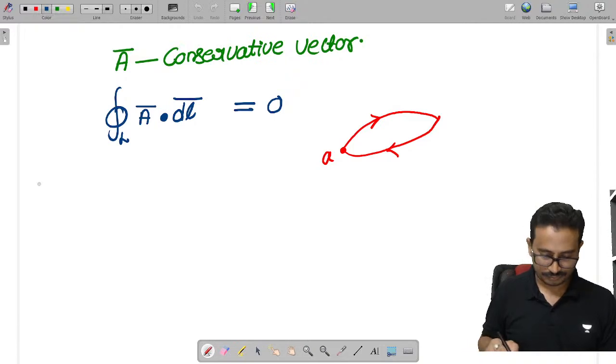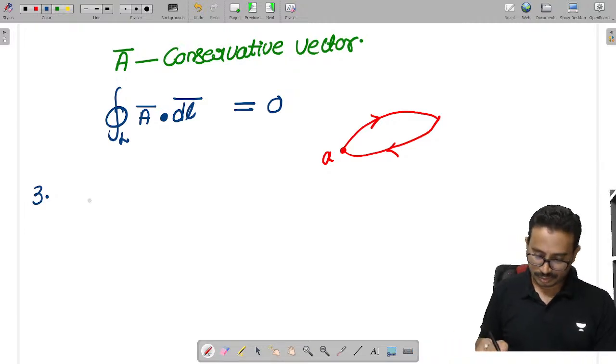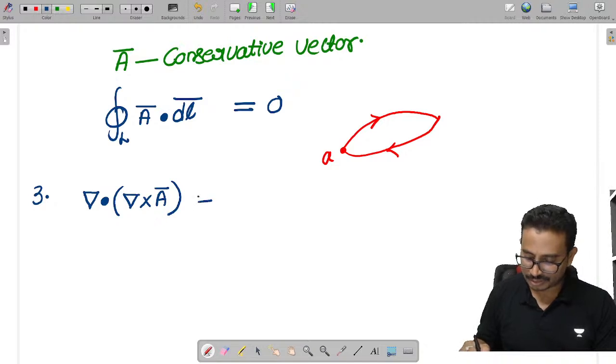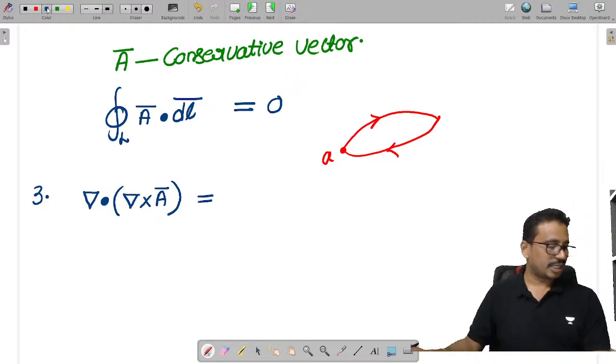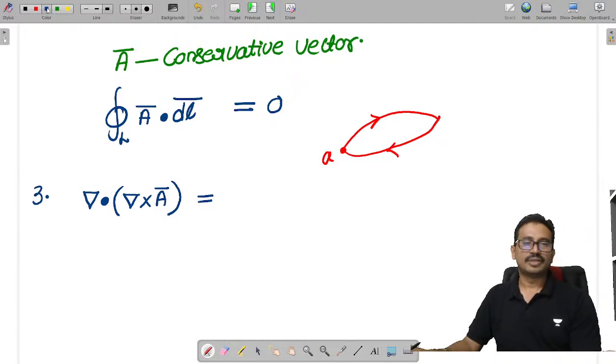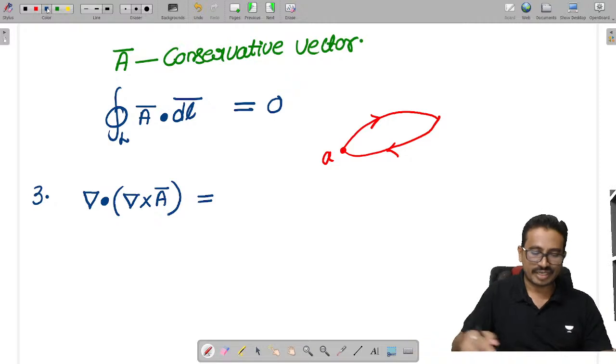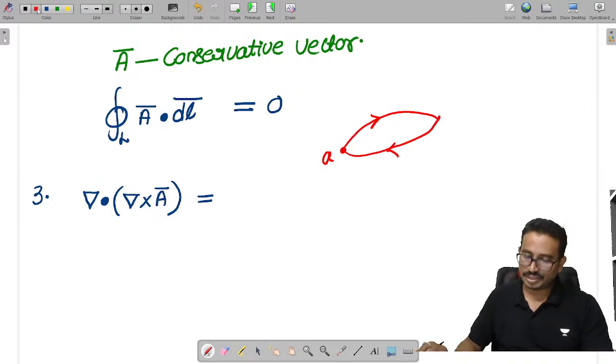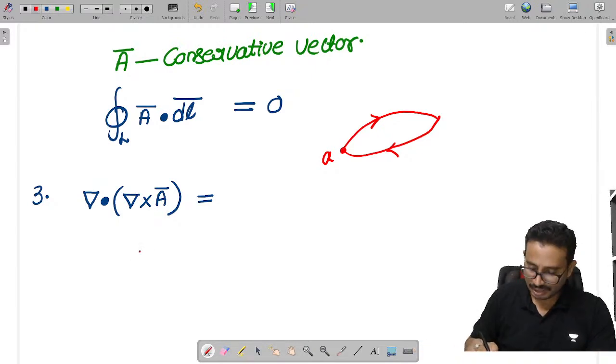The next one. So in general, the divergence of curl of a vector, the divergence of curl of any vector is what? The divergence of curl of a vector. Listen, all of you, here is another important thing. Here A is a vector quantity.